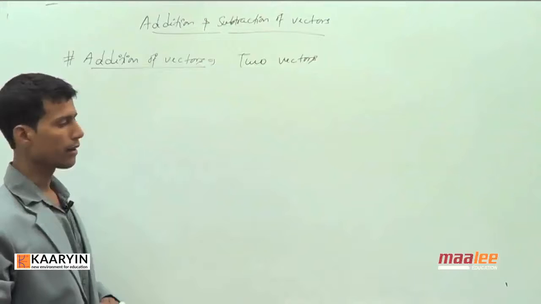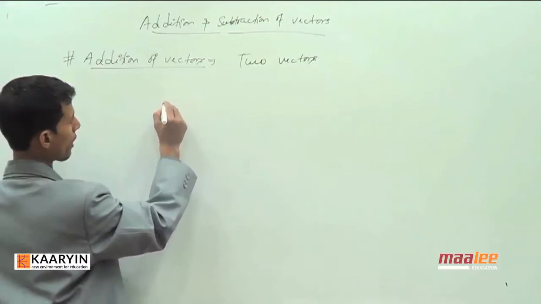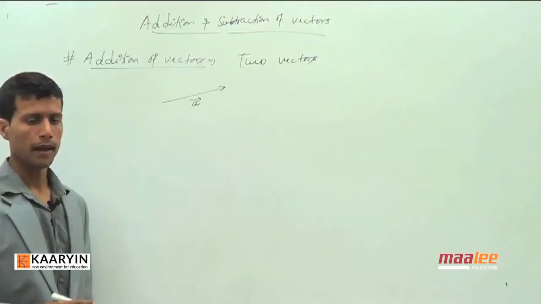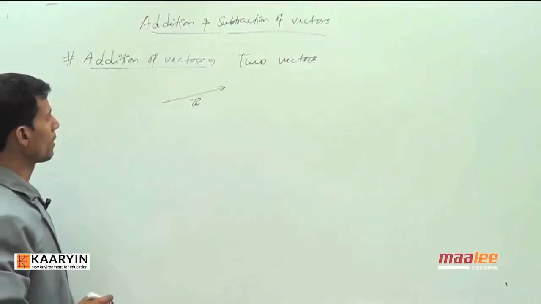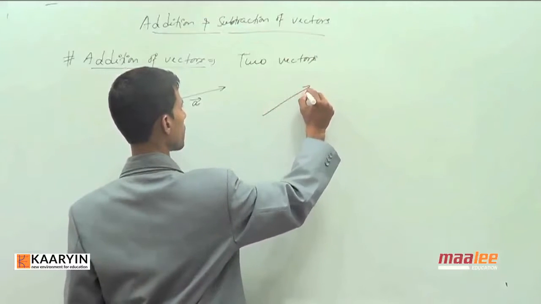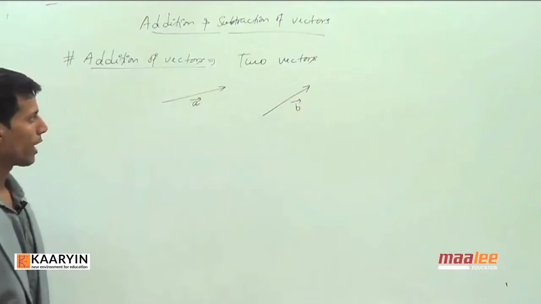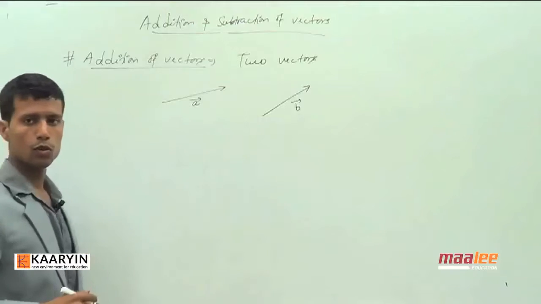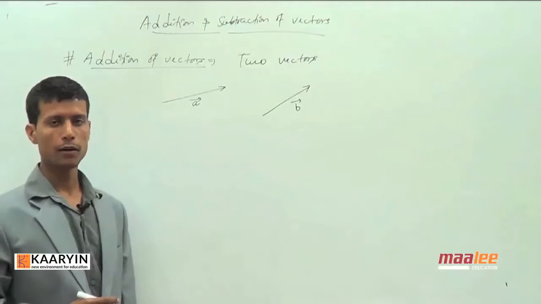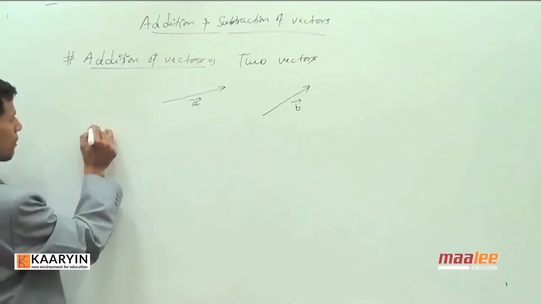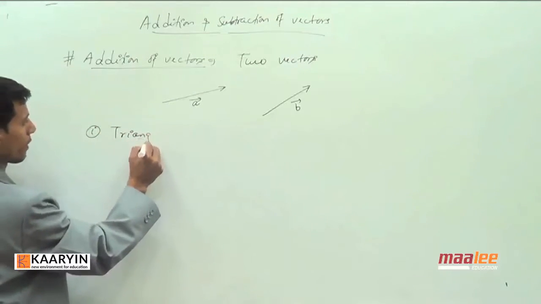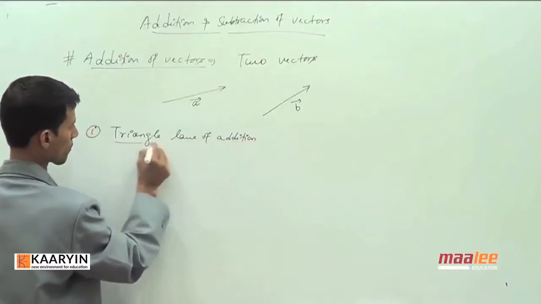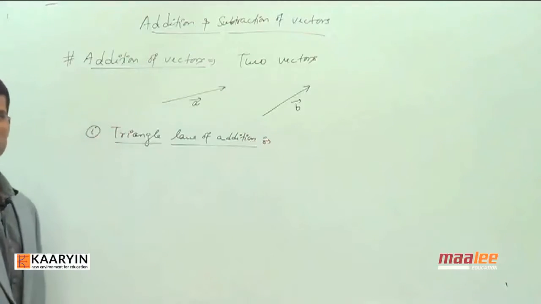So let us say we have two vectors. Let me say A is my first vector, I will show it by A. And if I have another vector, let me say B, then how to add these two vectors? To do that we have two basic rules, and we can do it in two ways. The first is called the triangle law of addition.